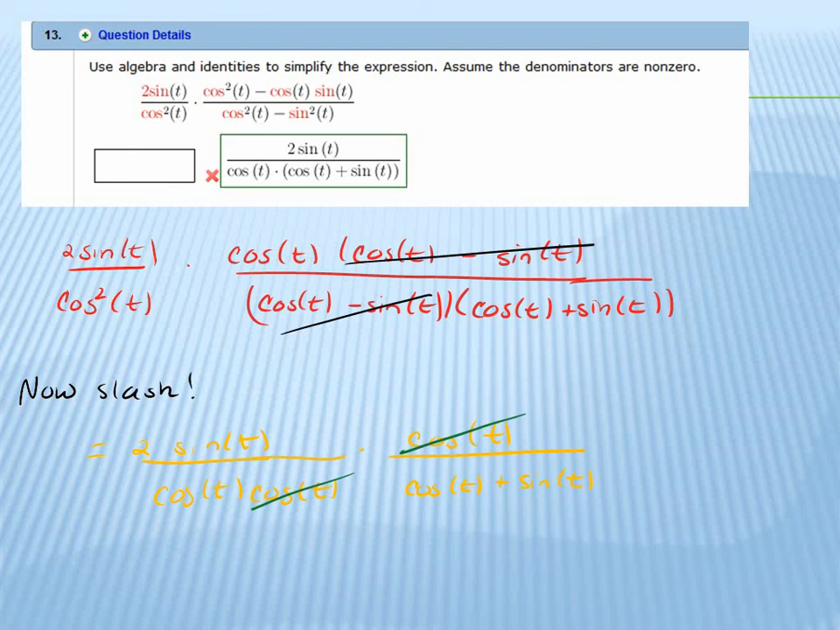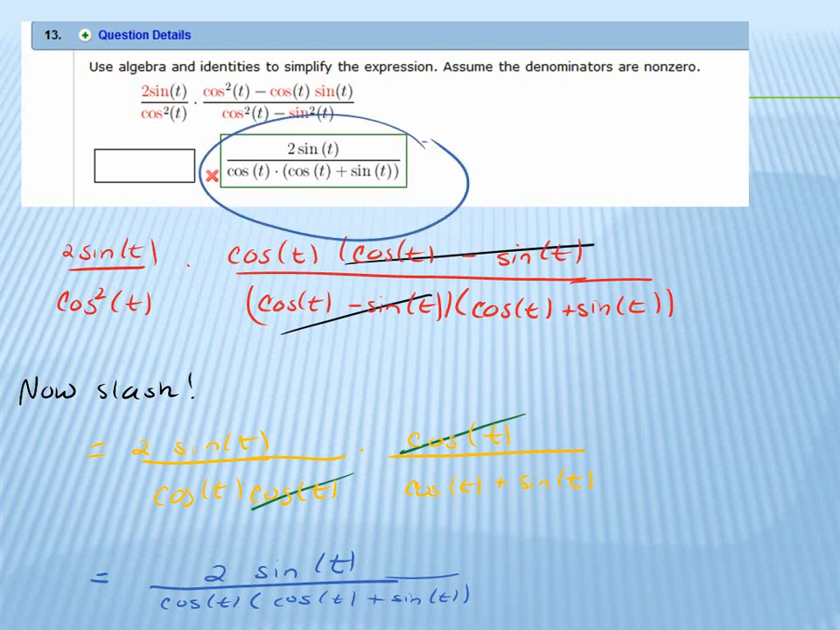So out they go. And there I am. Can I cut these two out? No, not allowed. You can never slash across a plus sign. Remember when you were little and used to do that? You don't do that anymore, do you? And look, it matches.